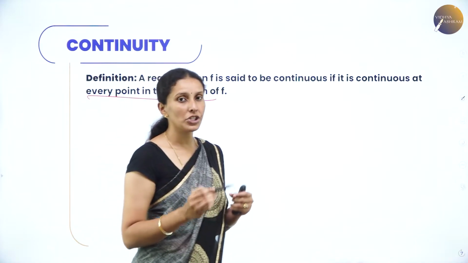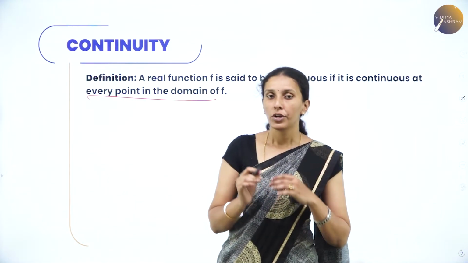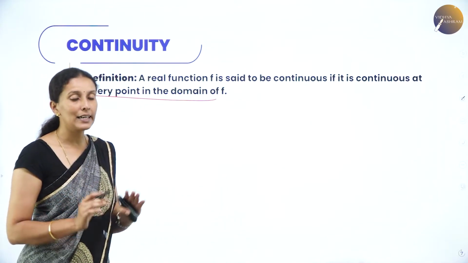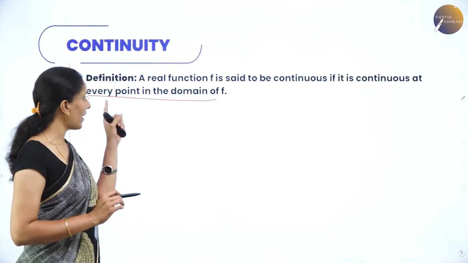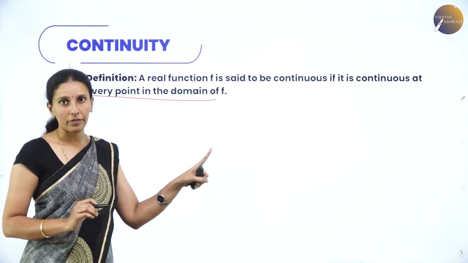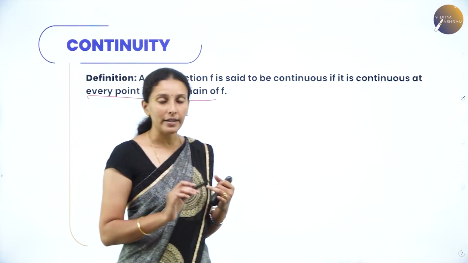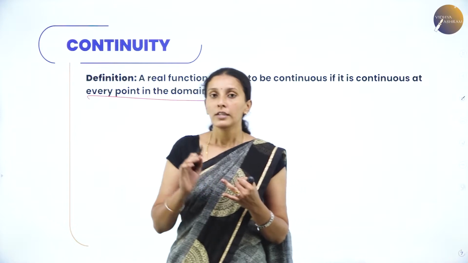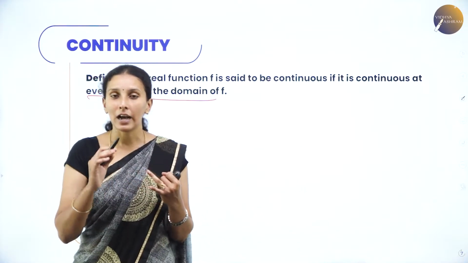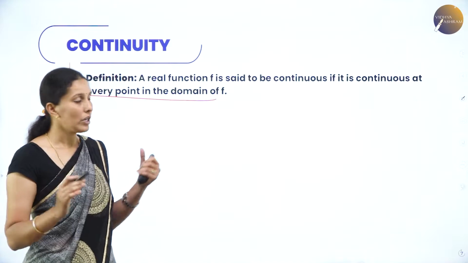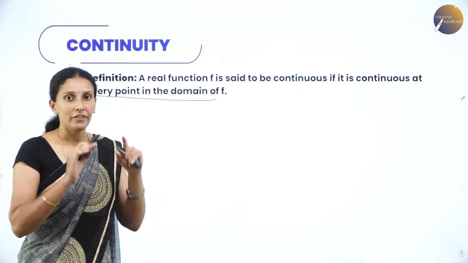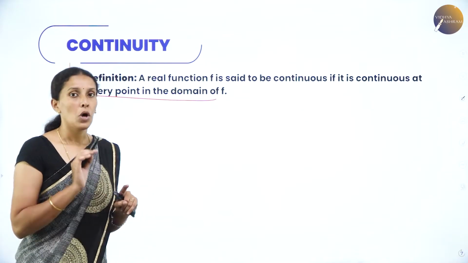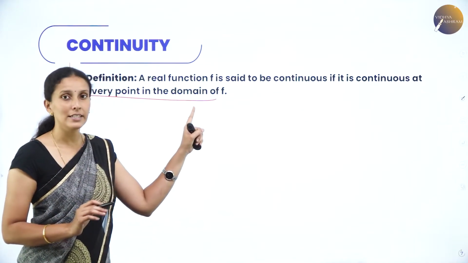We know that a function has its own domain and range. So whenever a domain is defined for a particular function, it is said to be continuous if it is continuous at every point in the domain of f. So we say a function is continuous at a particular point, and a function is continuous throughout the domain also. Previously we discussed the continuity of a function at a particular point. Here we are defining the continuity of a function over the entire domain of the function. Only then we say that it is a continuous function.